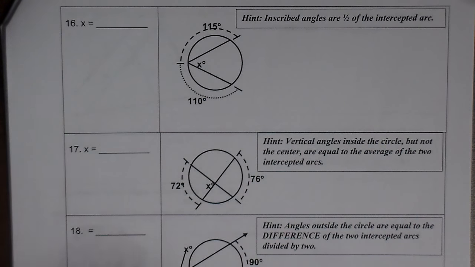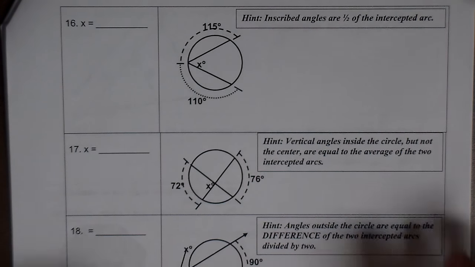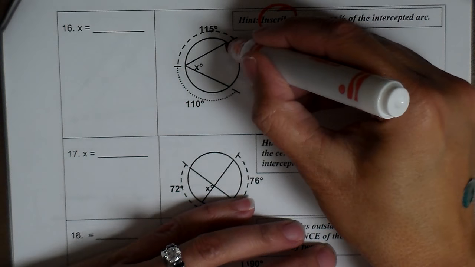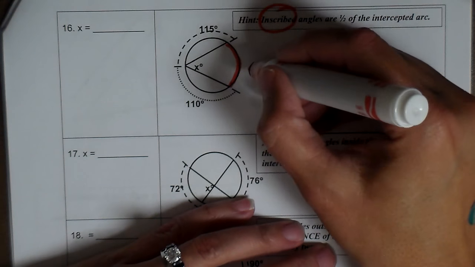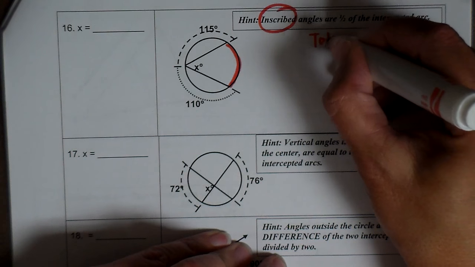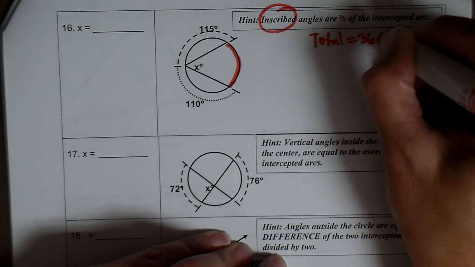So let's look at the angle properties with circles. This is what we call an inscribed angle, and it's 1/2 of the arc it intercepts. It's 1/2 of this arc. Well, what do you know is the total of a circle? Total in a circle equals 360.